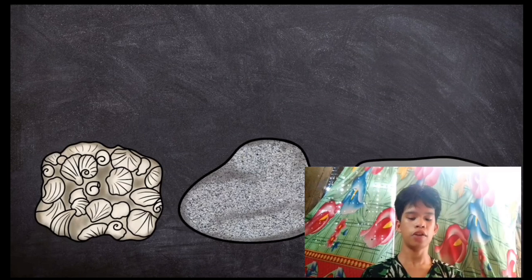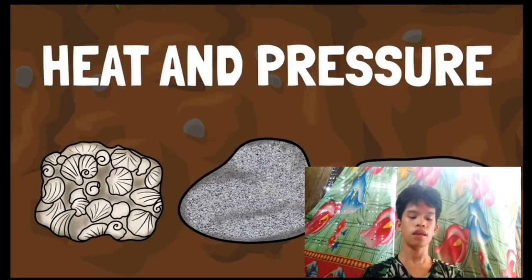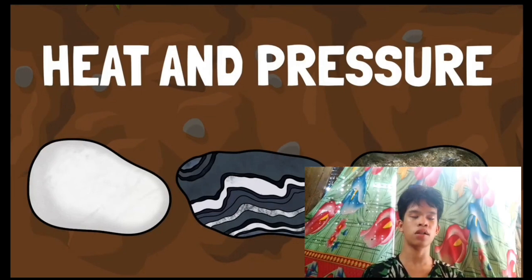Metamorphic rocks form when sedimentary, igneous, or other metamorphic rock becomes buried under layers of rock. The heat and pressure change the way the rock looks. The heat is not enough to melt the rock into magma. Instead, it creates changes in the rock's crystal shape.